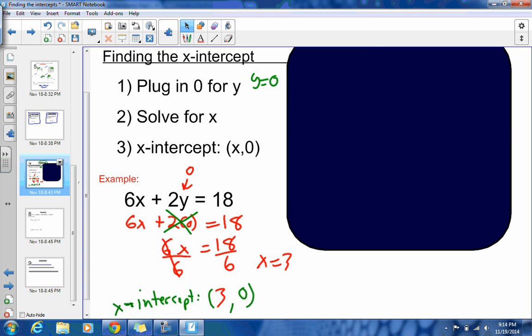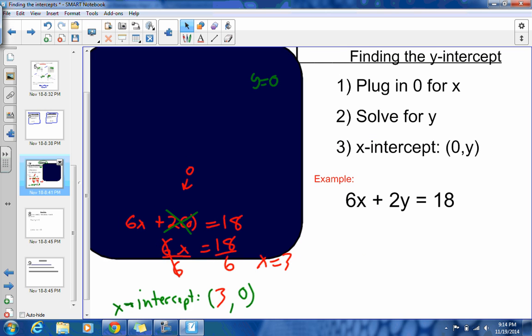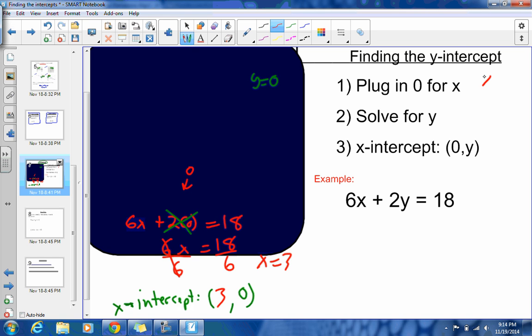Now what we're going to do is find the y-intercept. The y-intercept is almost identical, only we know that the x value is 0 for this one. So this one we know that x equals 0. We can plug that in, solve for y, and then find our y-intercept, which would end up being 0 and whatever our y value is. So we'll figure that out.